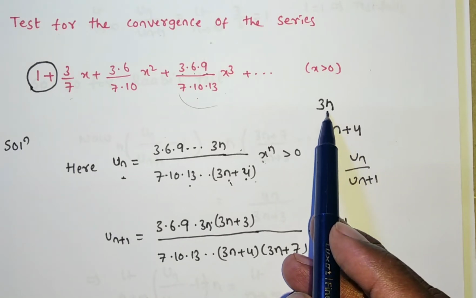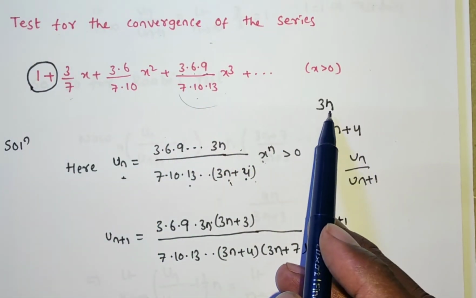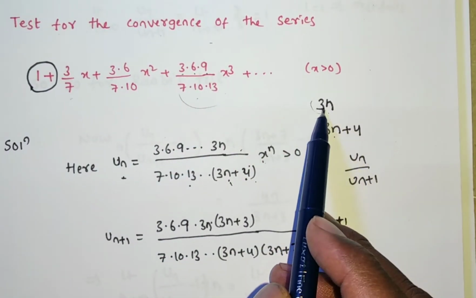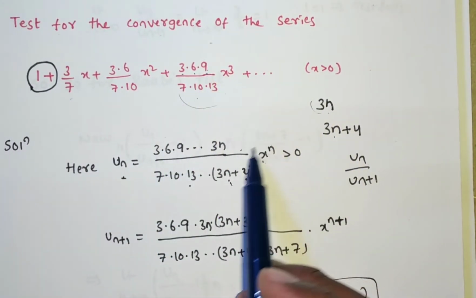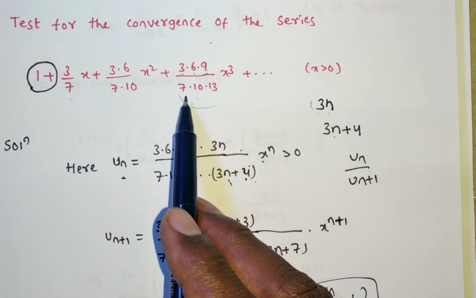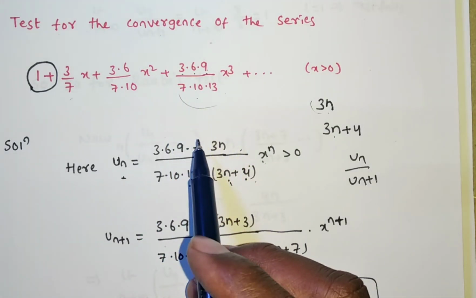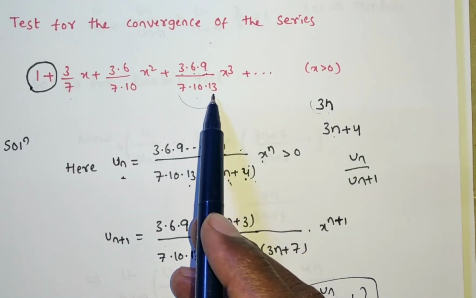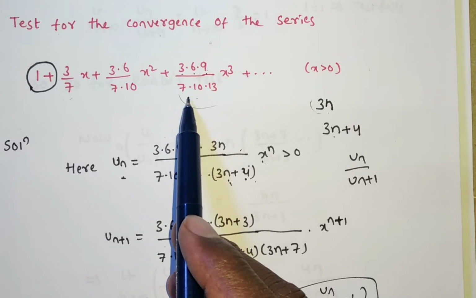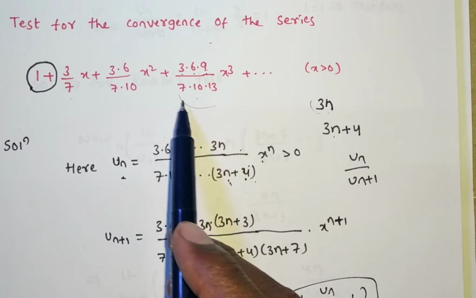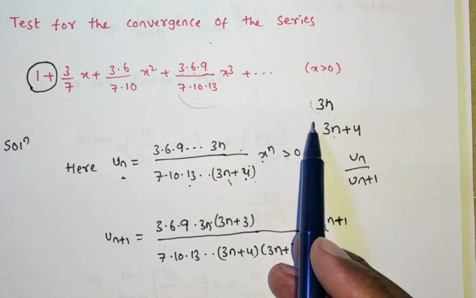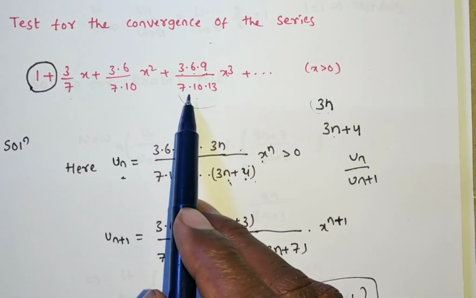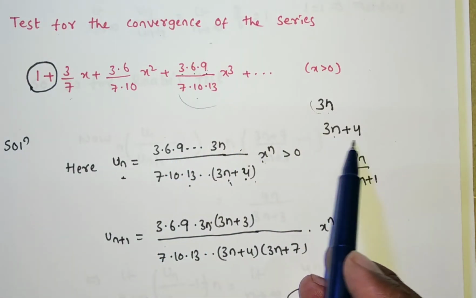Put n is equal to 1, this is 3. Put n is equal to 2, 3 into 2, 6. Put n is equal to 3, 3 into 3, 9. Satisfied. So the nth term in the numerator is 3n. Now going for the denominator, it is 7, 10, 13. So the common difference is 3. Okay, common difference is 3. So you have to write again 3n. But here you see, the first term is 3 but here you have 7. So add 4 for this.